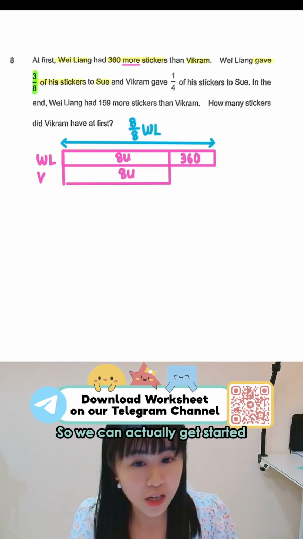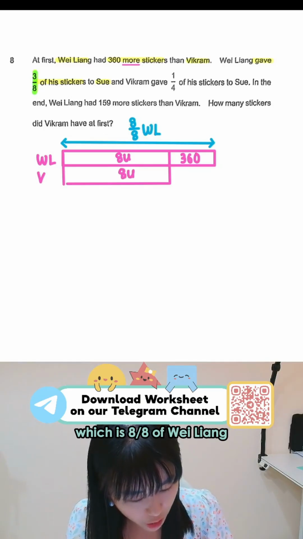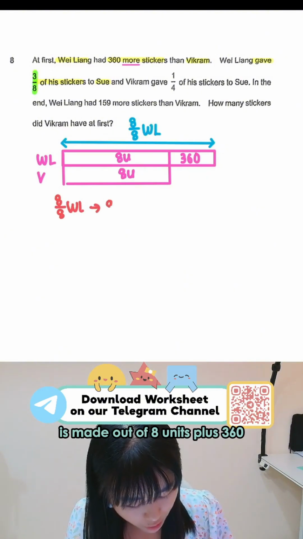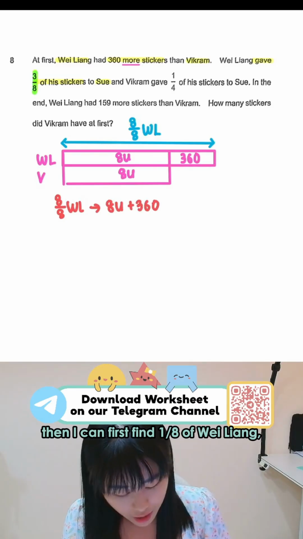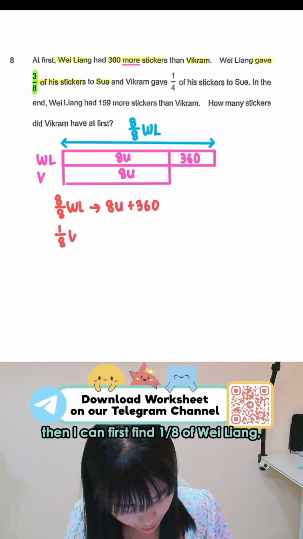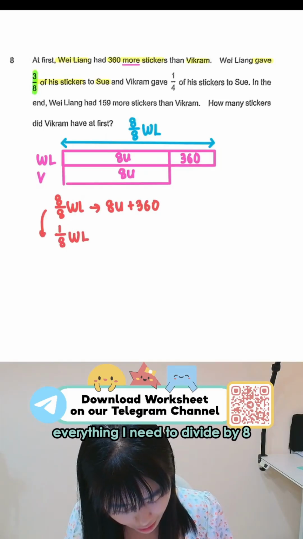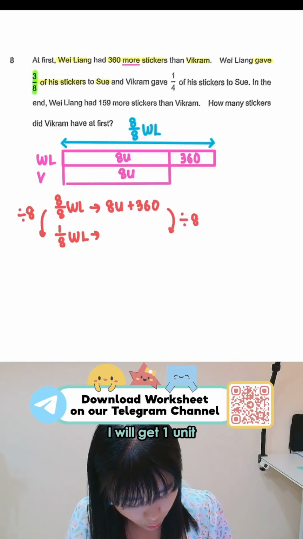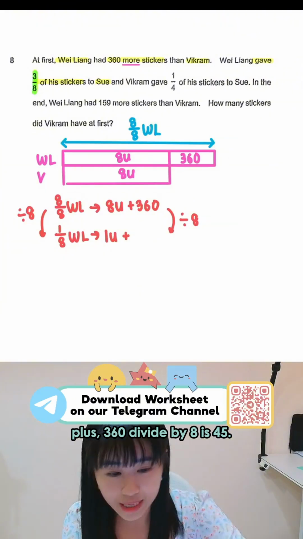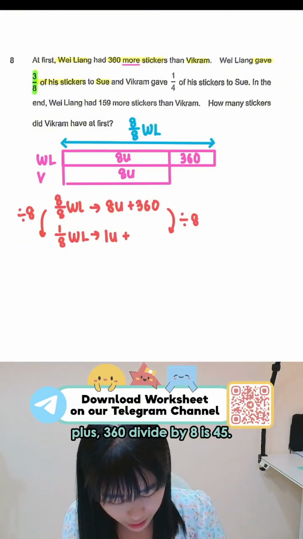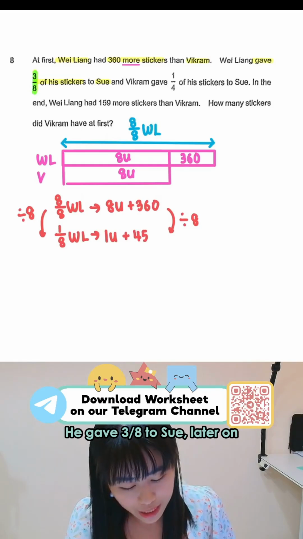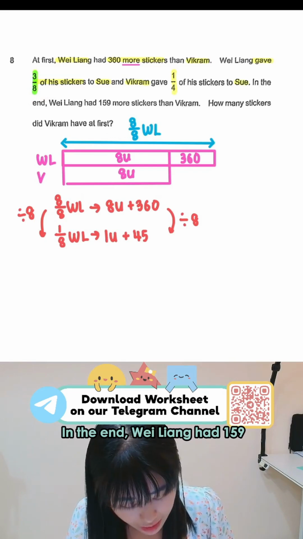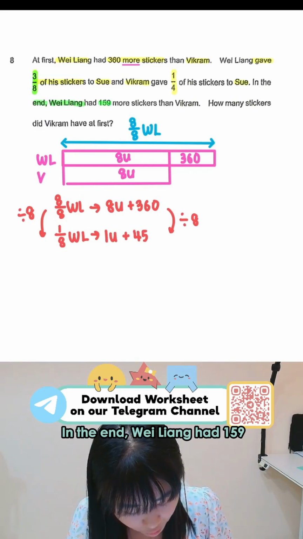So we can actually get started with the very first equation, which is 8 out of 8 of Wei Liang is made out of 8 unit plus 360. Then I can first find 1 out of 8 of Wei Liang. Everything I need to divide by 8. So I divide by 8. I will get 1 unit plus 360 divided by 8 is 45. Alright. He gave 3/8 to Sue. Later on, Vikram gave 1/4 to Sue. In the end, Wei Liang had 159 more than Vikram.